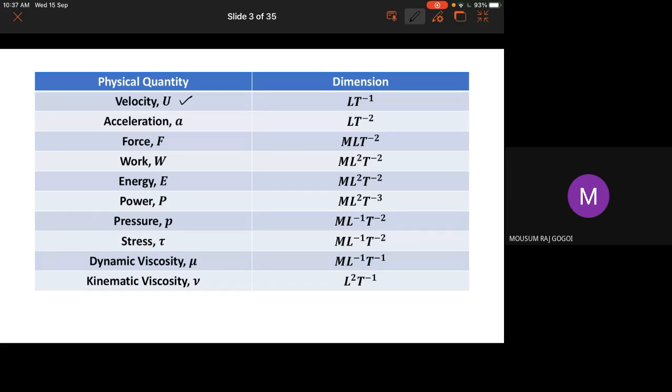which will come in calculating the stress to the strain rate ratio. If you want to relate the stress to the strain rate, we will have to invoke the dynamic viscosity. Then the kinematic viscosity is nothing but mu by rho. So its dimension is L^2 T^-1.